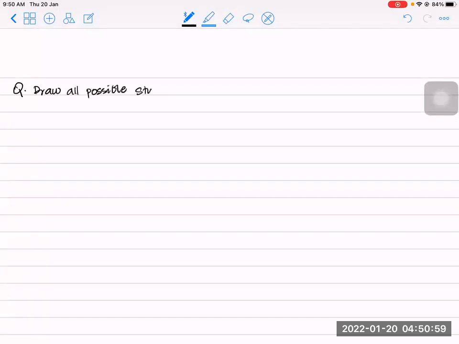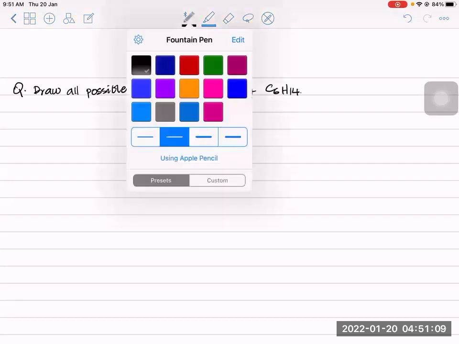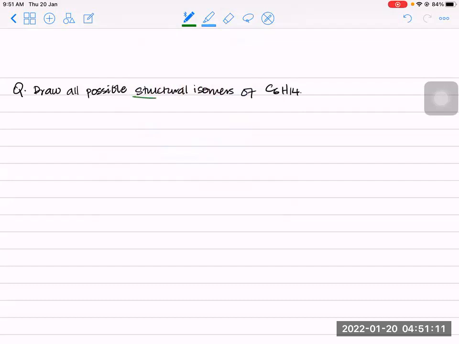So draw all possible structural isomers of C6H14. Now let's see how you do that. When they say structural isomers, you have to include chain, positional, and functional. Now, if you see, this is an alkane. How do we know that? The general formula is CnH2n+2.